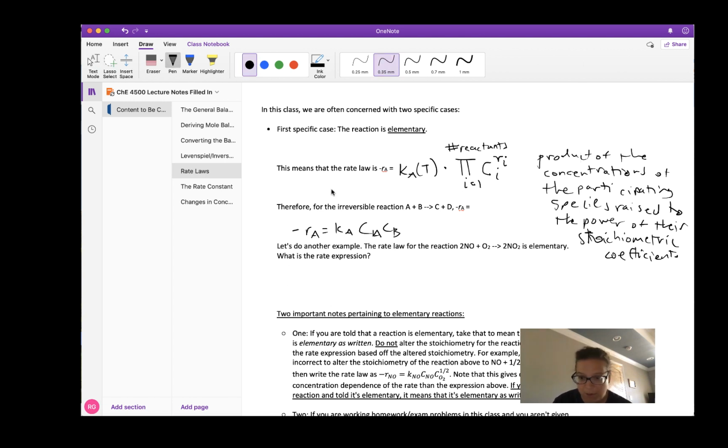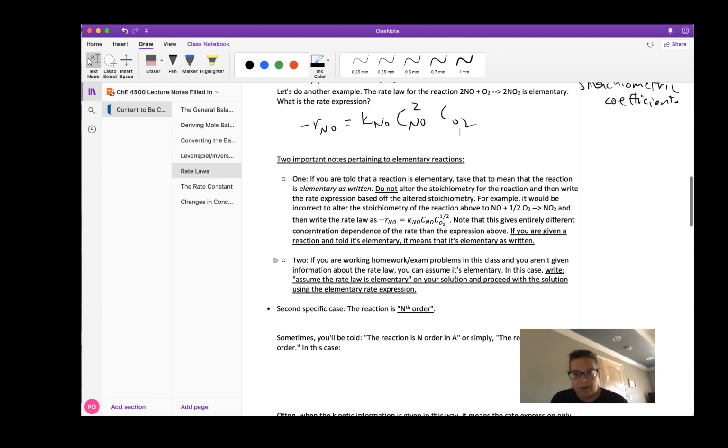So in this case, I'm going to do the exact same thing I did in the last example. I'm going to write a power law, and I'm going to set the exponents of the reactant species to their stoichiometric coefficients. So I'm going to say r_NO is equal to k_NO(T) C_NO squared C_O2. So the concentration of oxygen to the first power and the concentration of nitric oxide to the second power.